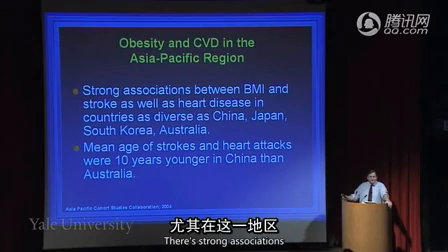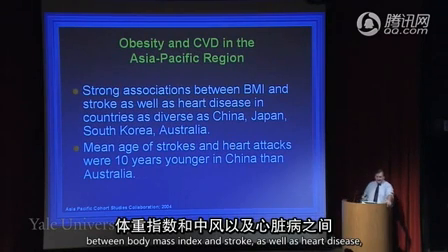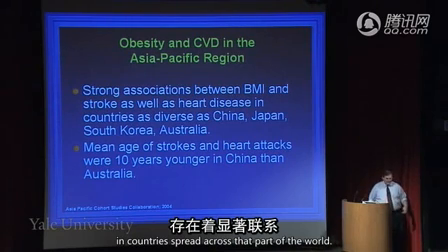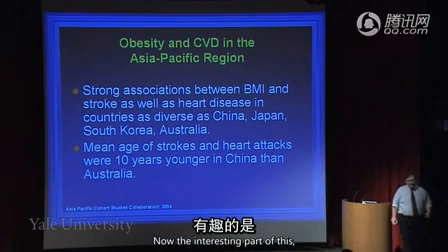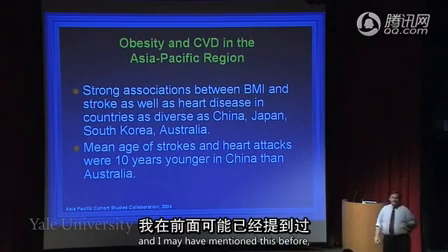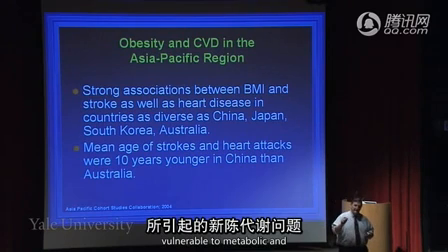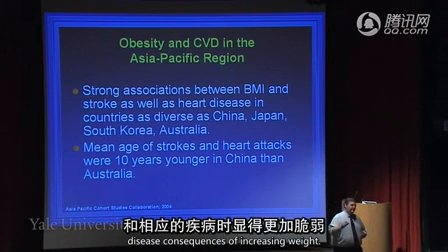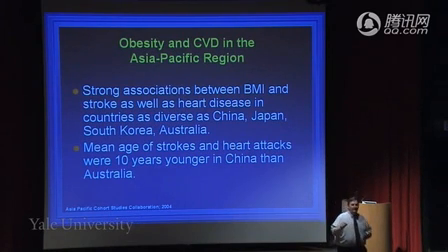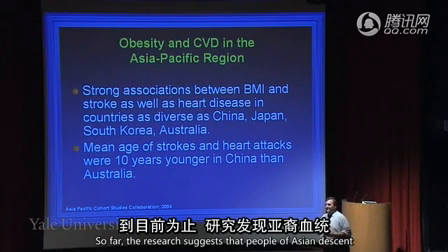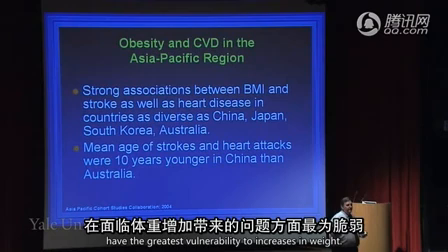There are strong associations between body mass index and stroke, as well as heart disease in countries spread across that part of the world. Now, the interesting part of this, and I may have mentioned this before, is that there are certain ethnic groups that seem to be especially vulnerable to metabolic and disease consequences of increasing weight. And so far, the research suggests that people of Asian descent have the greatest vulnerability to increases in weight.